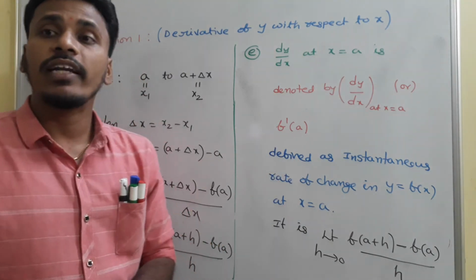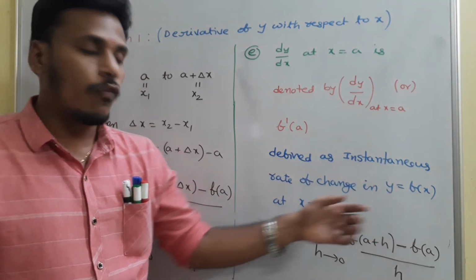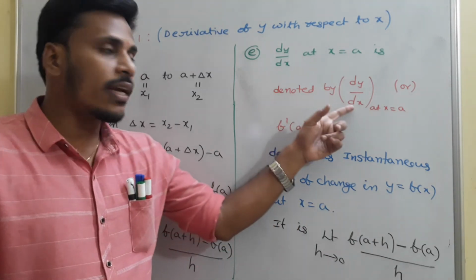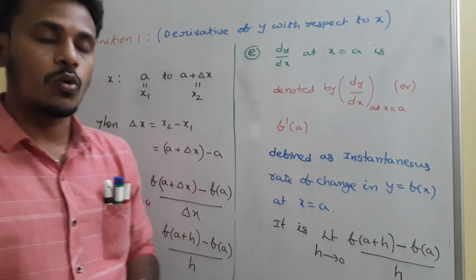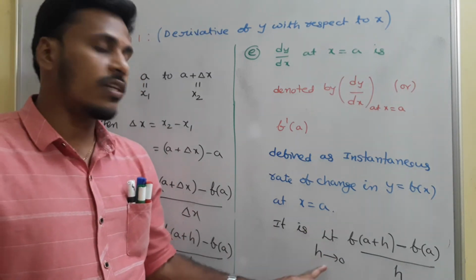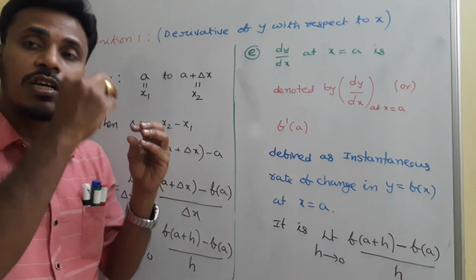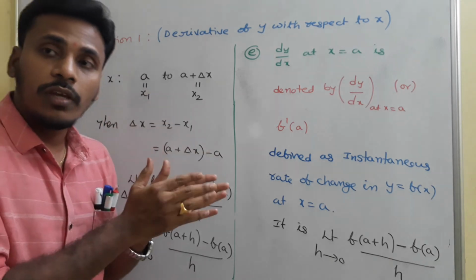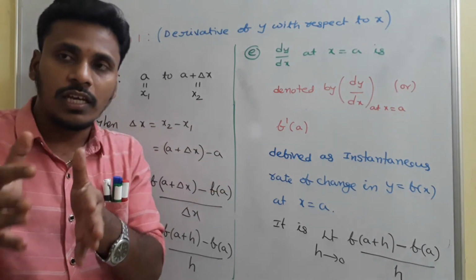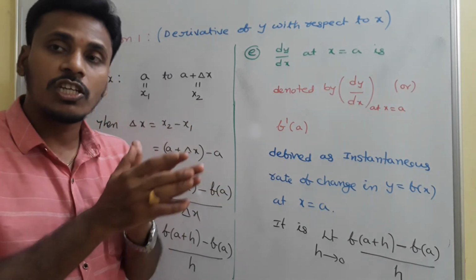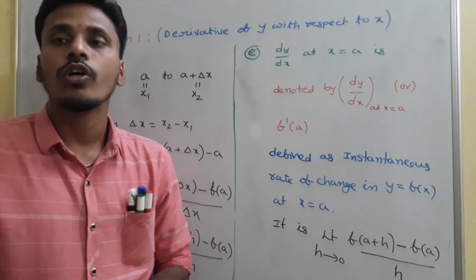And we define it as the instantaneous rate of change in y equals f of x at x equals a. So this dy by dx at x equals a is nothing but the instantaneous rate of change at the moment x equals a, and it is just the limit as h tends to 0 of f of a plus h minus f of a by h, because we are changing the x value from a to a plus h. The functional values are f of a plus h and f of a, and their difference is divided by the difference of x coordinates as h tends to 0.